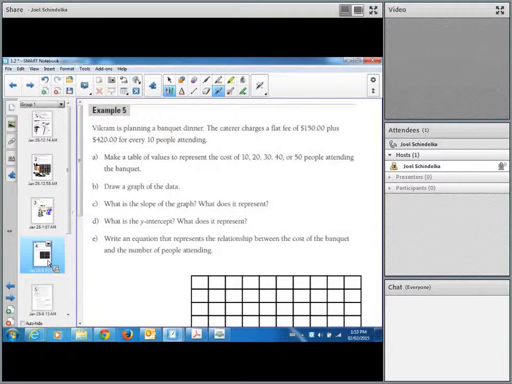There's only one more thing to look at. Nothing really new here. It's just another problem, a different way of looking at it. A couple is planning a banquet dinner. The caterer charges a flat fee of $150 plus $420 for each 10 people, $42 a person. Make a table of values that represent the cost of 10, 20, 30, 40, 50 people attending the banquet.